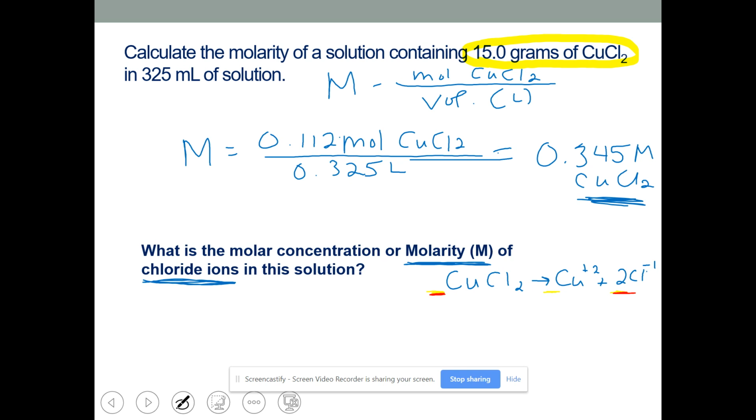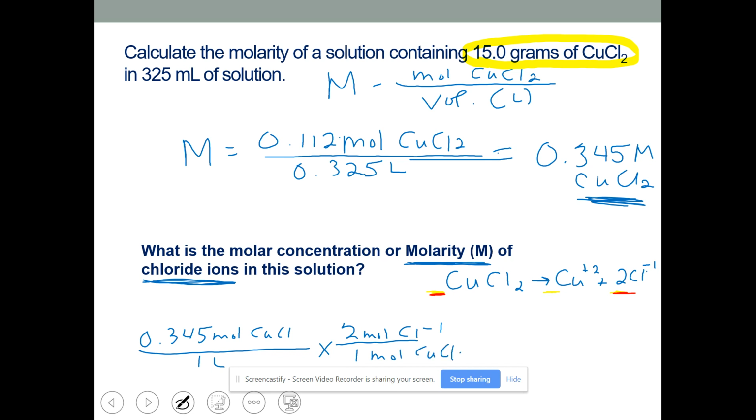So if our solution contains 0.345 moles of copper chloride for every 1 liter, because that's what the molarity means. That's how many moles are contained in 1 liter of solution. We know then that there will be 2 moles of chloride for every 1 mole of copper chloride, and we can just double this and get the concentration in chloride only.